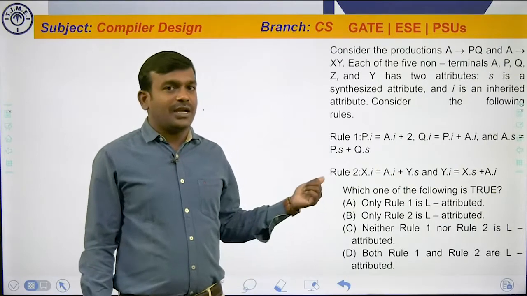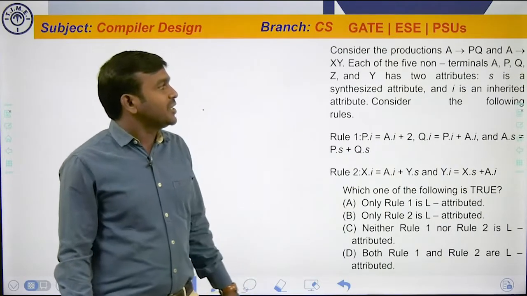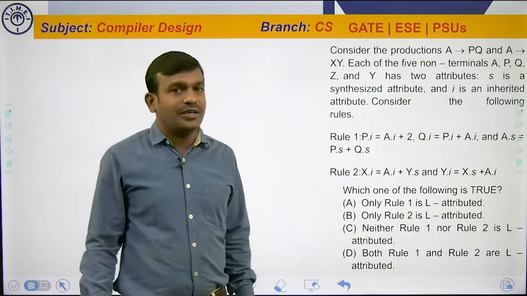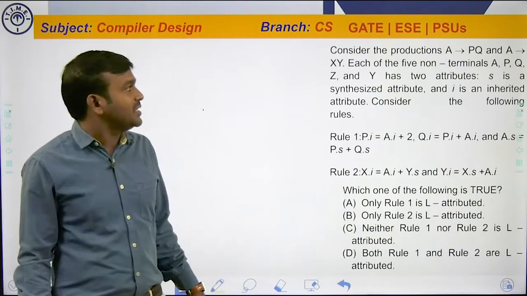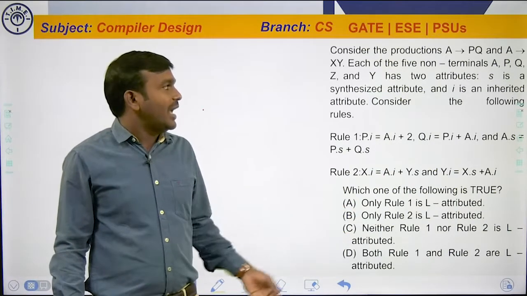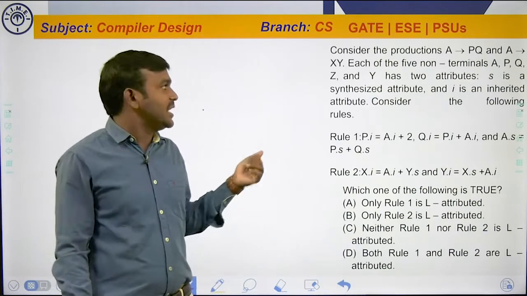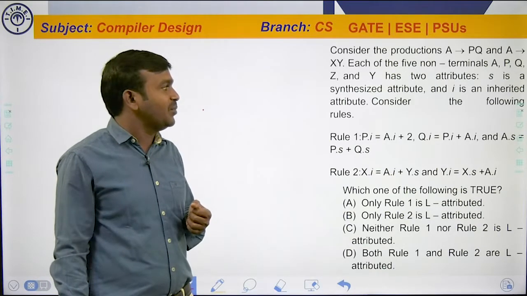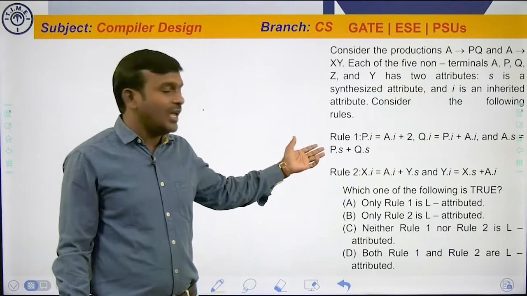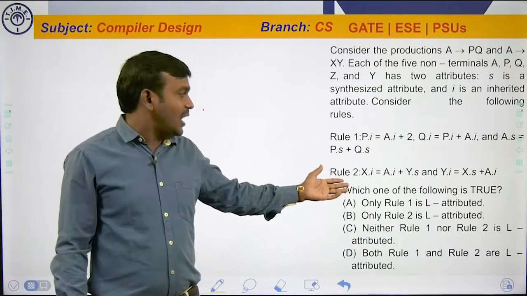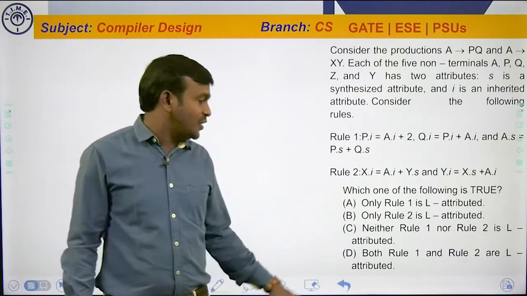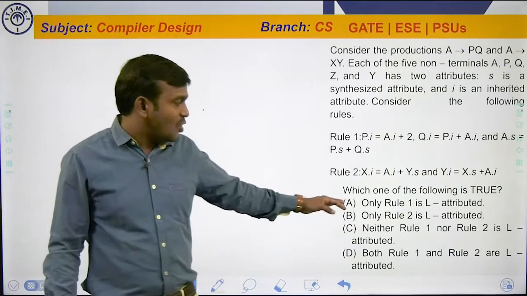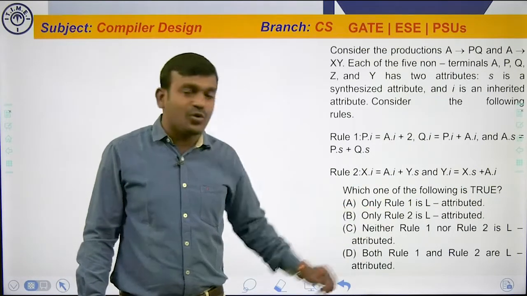Next question from compiler design again. Consider the productions A tends to PQ and A tends to XY. Each of the 5 non-terminals A, P, Q, X and Y has 2 attributes. S is a synthesized attribute and I is an inherited attribute. Consider the following rules. They have given 2 rules here and they are asking which one of the following is true.